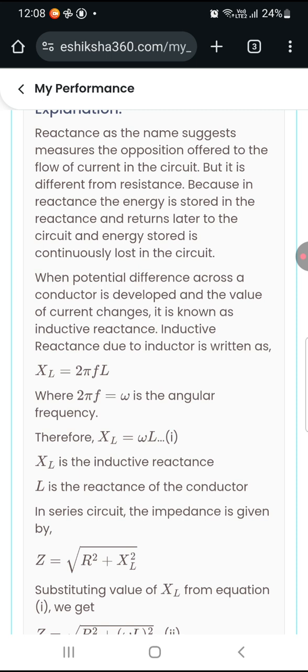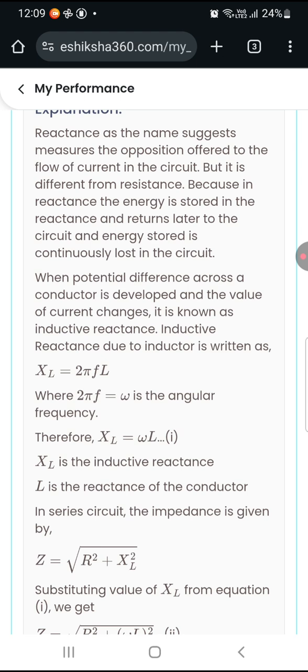Inductive reactance due to an inductor is written as XL equals 2 pi F L, where 2 pi F equals omega, W, the angular frequency. Therefore, XL equals WL. Equation 1. XL is the inductive reactance, L is the inductance of the conductor.